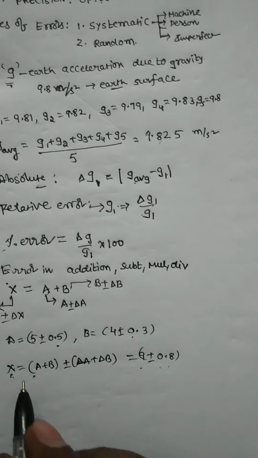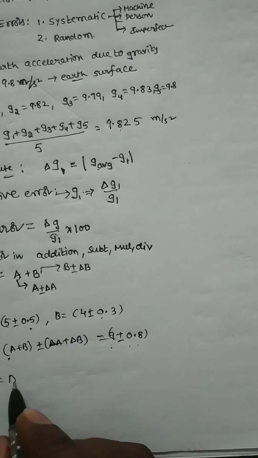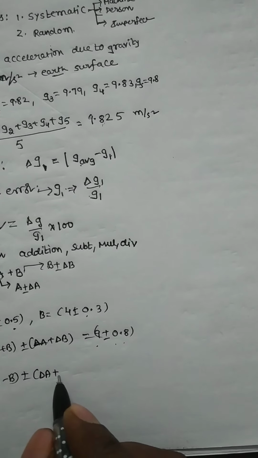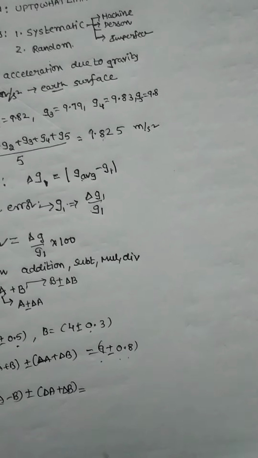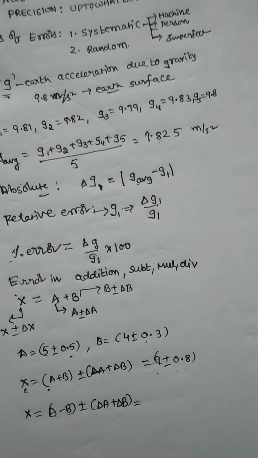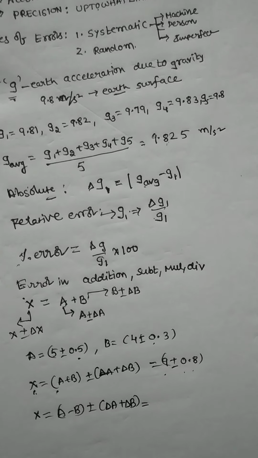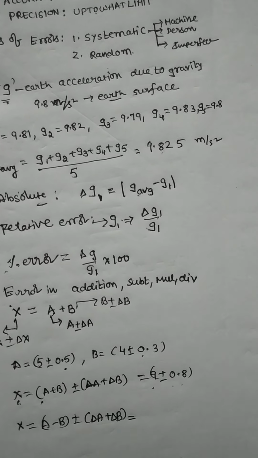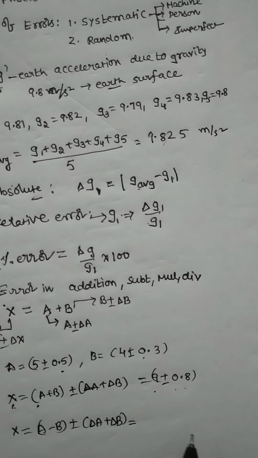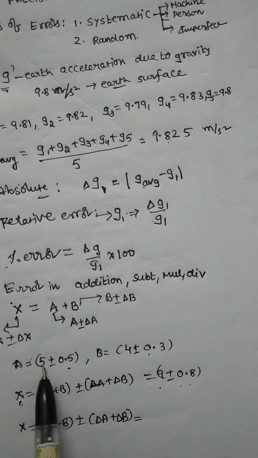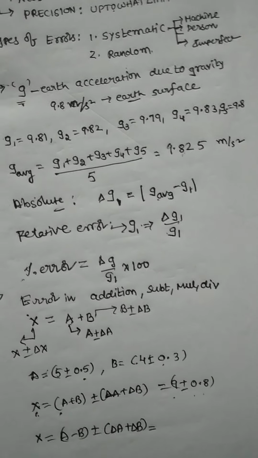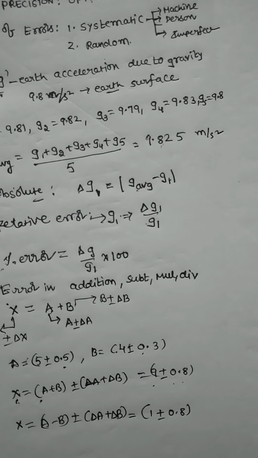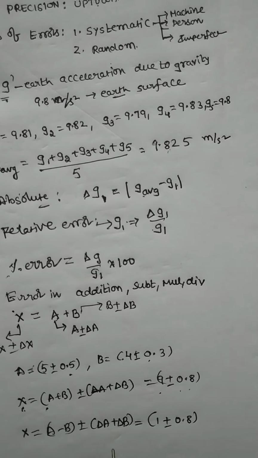If we want to subtract, that value is represented as a minus b plus or minus delta a plus delta b. In this you will consider only the maximum value in the error, whether it is multiplication, subtraction or division. Only you should consider the maximum value, that is plus only. 5 minus 4 is 1, so you will get 1 plus or minus 0.8. That is the difference.